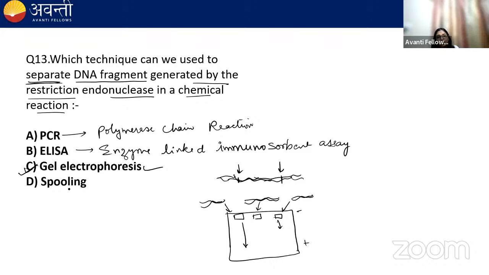Option D says spooling. Spooling, beta, is when we do DNA extraction, we extract the purified DNA so that it does not break, with the help of the spooling technique. When you go for further studies and pursue bio, you will have to do an experiment like extraction of DNA from any plant. Then you will learn this technique, that's spooling.